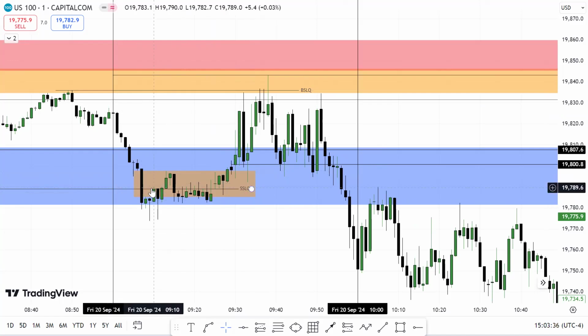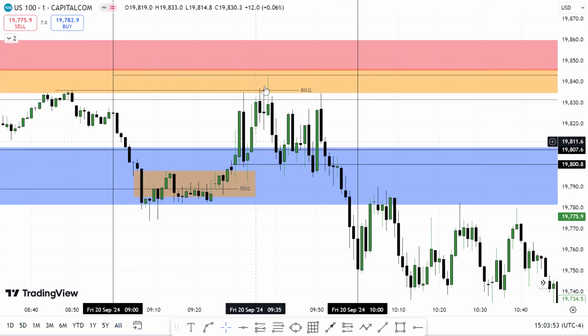I'm going to tell you what validates a shift in market structure and how to work with it. So this is an inversion fair value gap here because we're looking at it as a bearish fair value gap, but now we've traded outside of it and closed higher than the inversion fair value gap. So we've taken this buy side liquidity here.